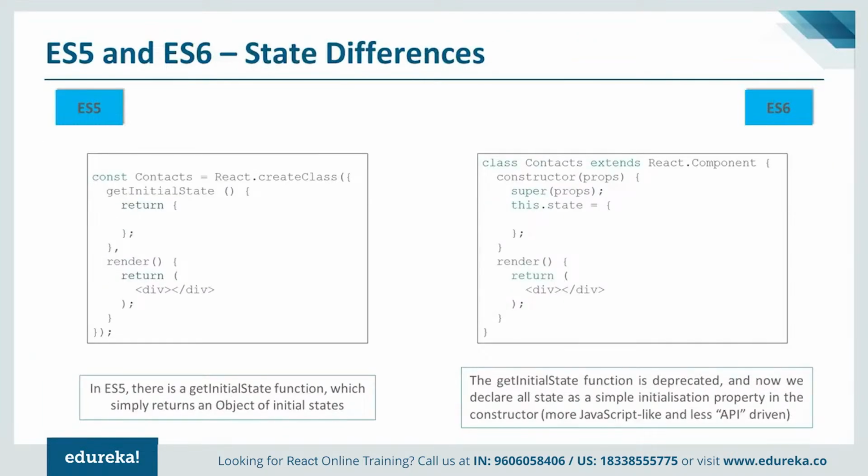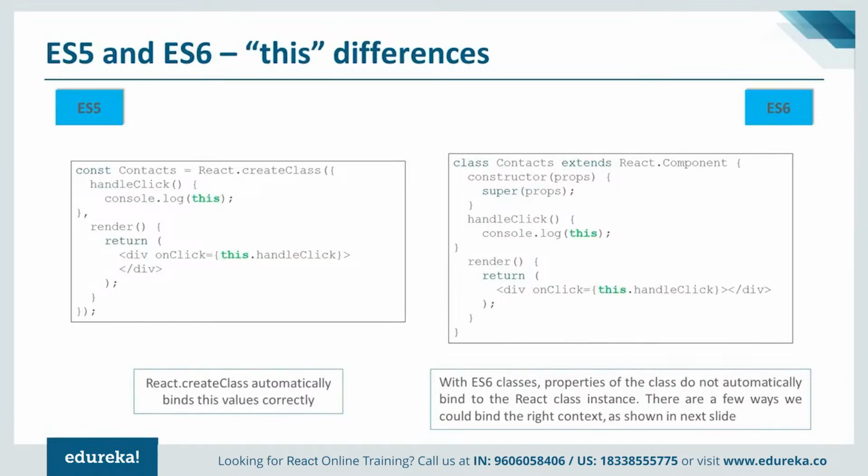The third difference is the state. Earlier in ES5, we had a method called getInitialState where we declared the initial state. In ES6, getInitialState has been deprecated, and now we declare all state in a simple initialization property in the constructor itself. So I'd say ES6 is more JavaScript driven and not API driven now. The other difference relates to this: this.handleClick, which we used to put in the render function, can now be put in the constructor.